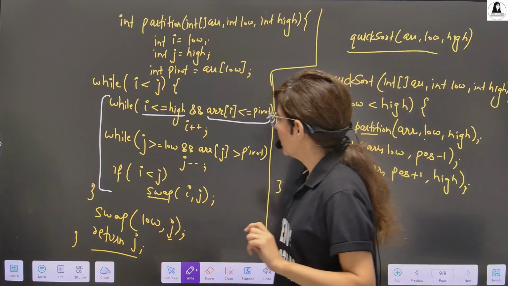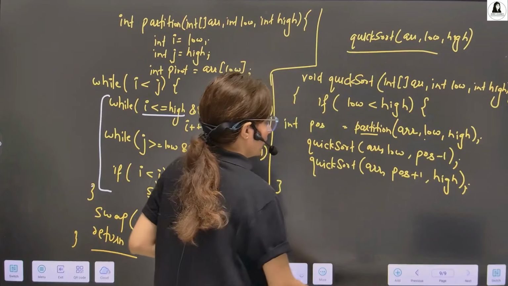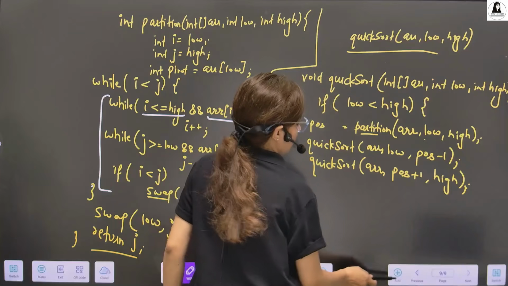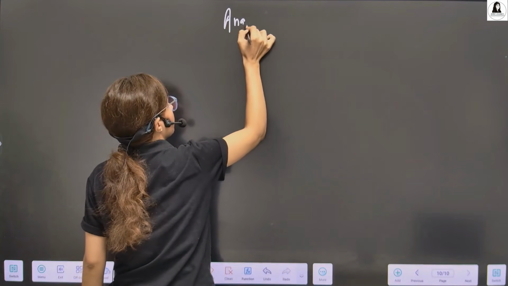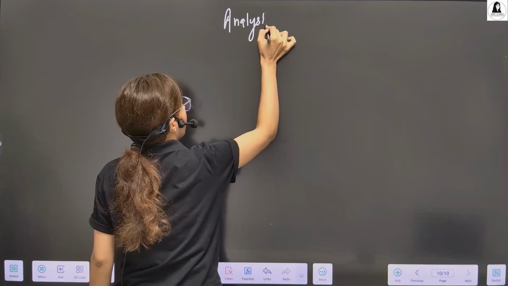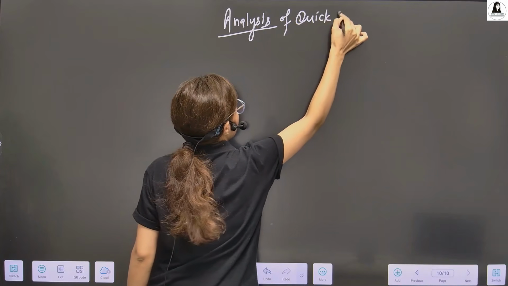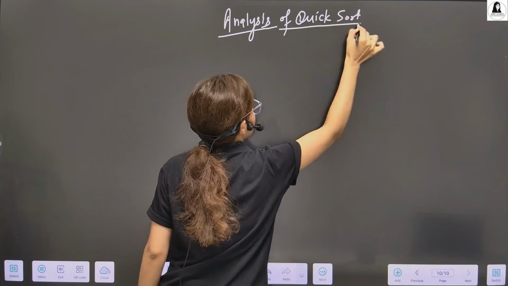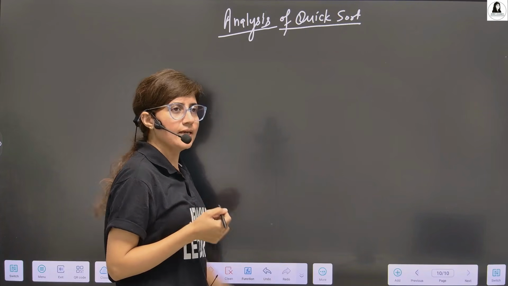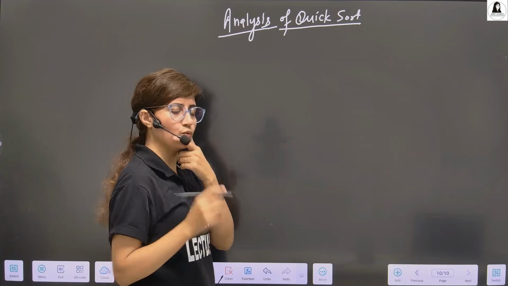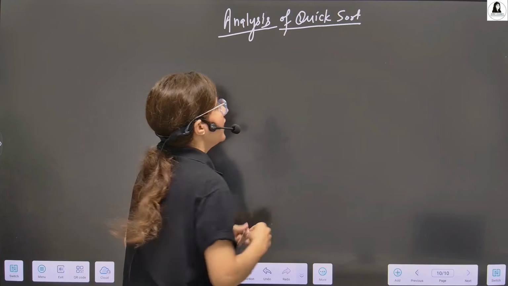Okay. Now let's analyze time complexity. So I'll discuss a few cases for this. Let's analyze this. Analysis of quick sort. What do you think? If the array is already sorted, then what time complexity will you get here? In the worst, best, and average cases, I'll discuss all the cases. The array is already sorted.